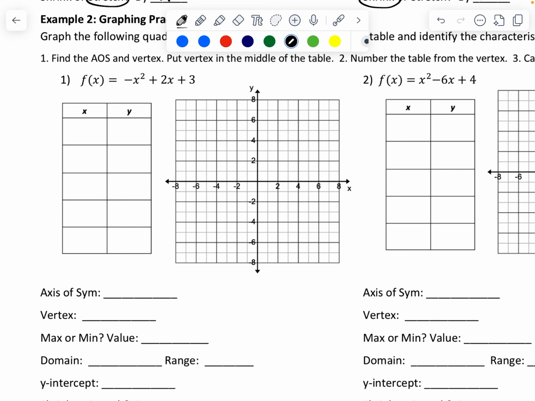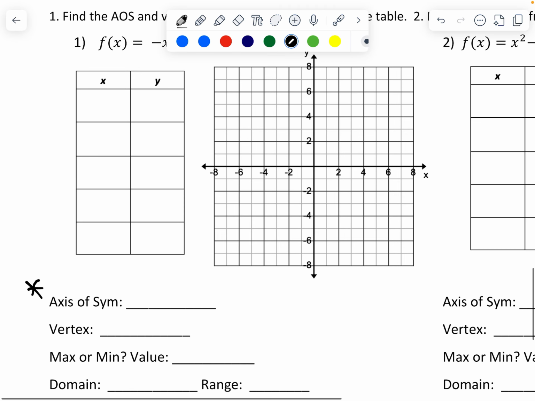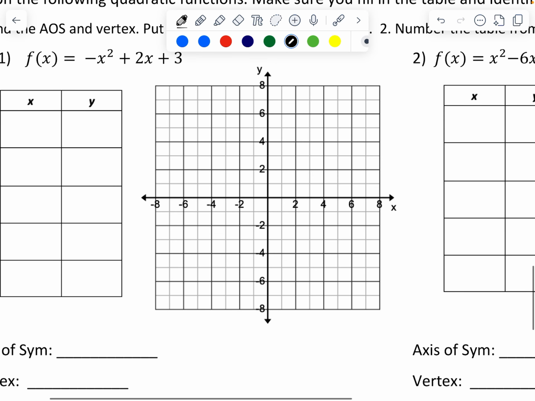Negative x squared plus 2x plus 3. The first thing we have to do is fill in all the bottom stuff, just like we did the top, before we can start graphing. We have to have the vertex before we can graph. So we have the axis of symmetry. We're going to do x equals negative b over 2a.